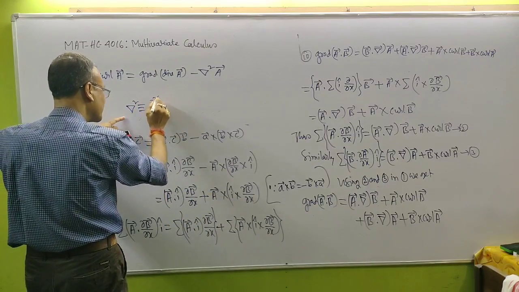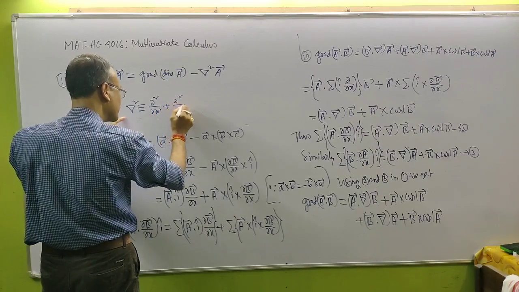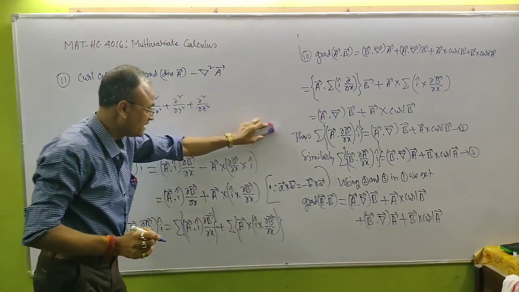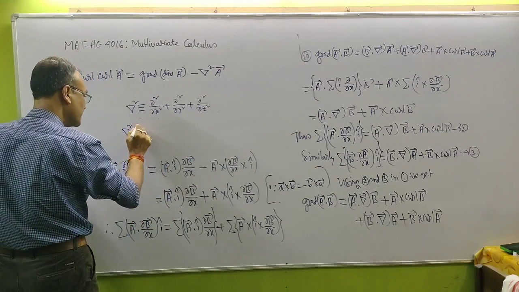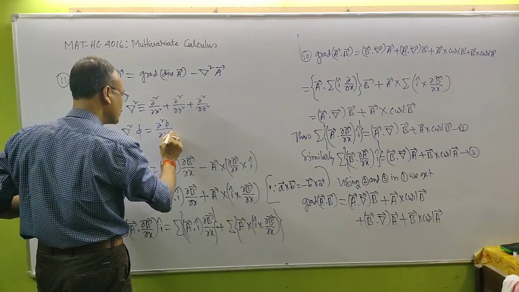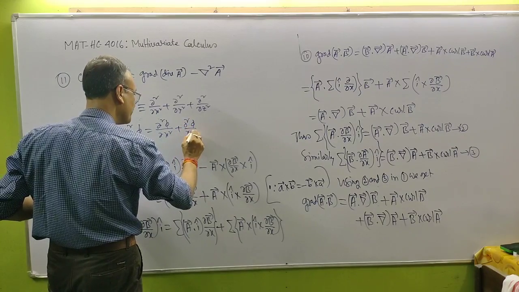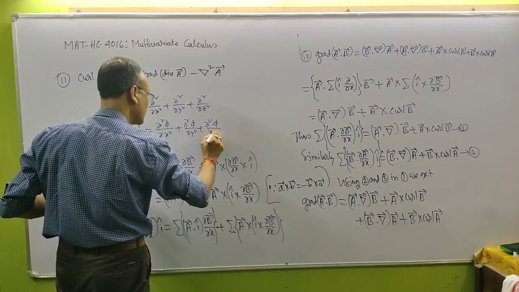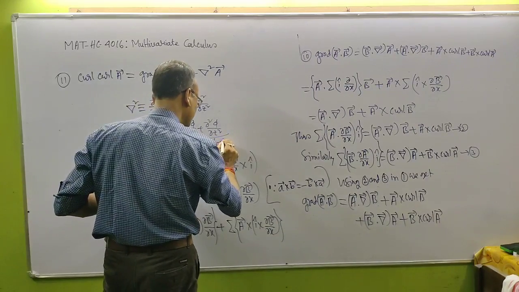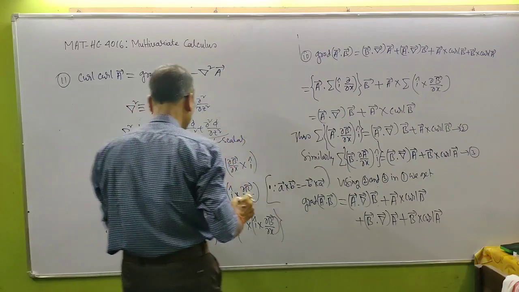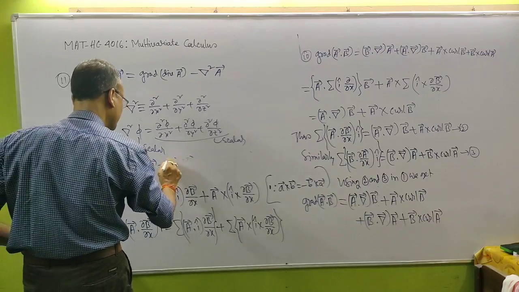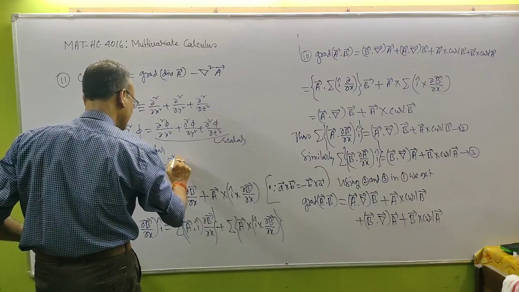Let me remind you of this one. Del square by del x square plus del square by del y square plus del square by del z square is the Laplacian operator. If phi is a scalar function, then it will be del square phi by del x square plus del square phi by del y square plus del square phi by del z square. It is scalar, which means this will be scalar. If it is vector, then this will be vector.